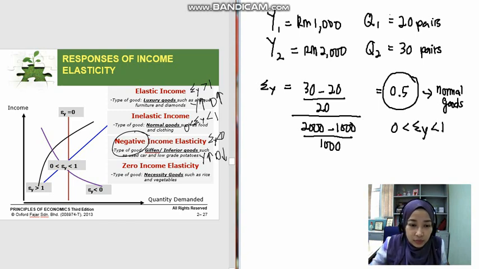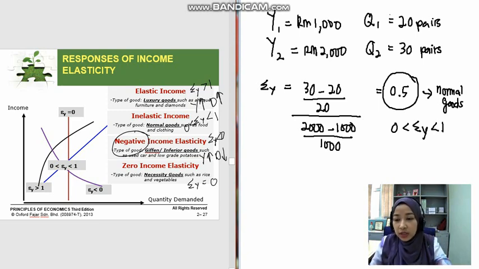Okay, 0 income elasticity is for the case of necessity goods. So when you calculate, your answer will be 0. So why do we say this? 0 income elasticity is for necessity goods, because logically, even if you change your income, basic necessities are still required in your daily life. So whether your income increases or decreases, your purchase will be the same.